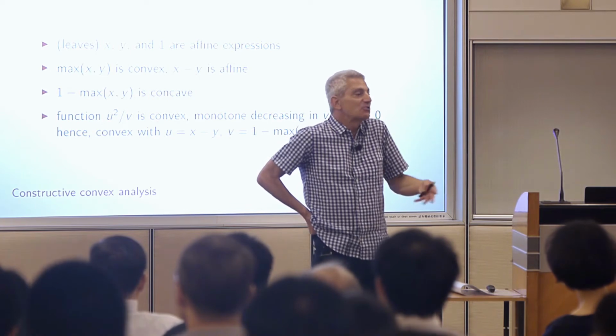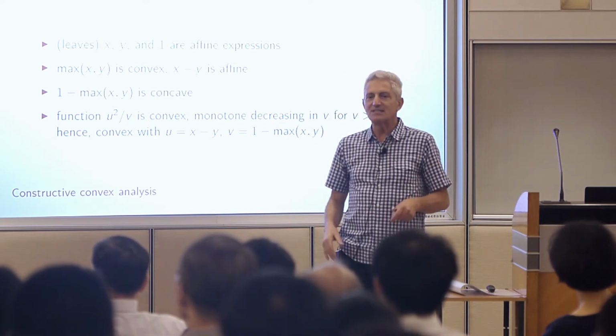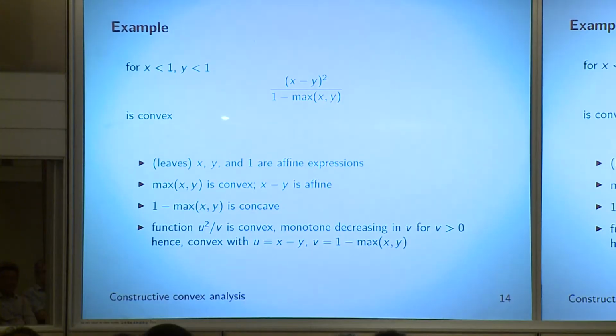That's just, by the way, a special rule that follows from our general rule with monotonicity. It's all instances of the same rule. Then this is concave, and this is affine. So now we're going to call the u squared over v function with u as x minus y, and v is 1 minus max xy. Now we look at this and we say, u is affine, so we don't have to say anything more. This thing, v, is concave, and that's fine because this is convex and it's decreasing in v.